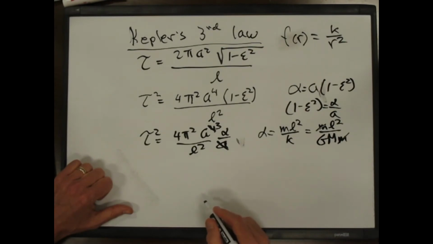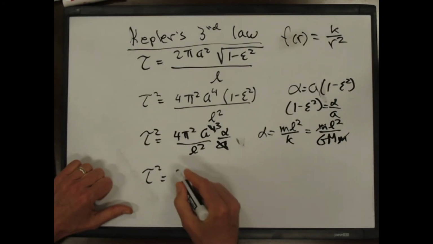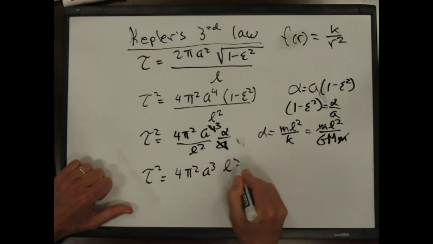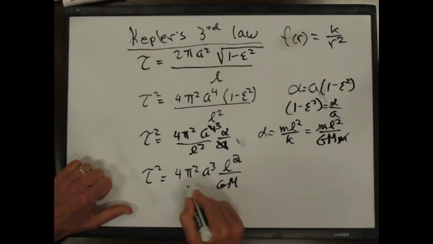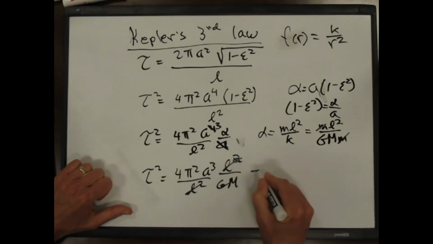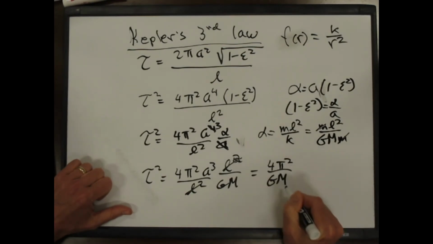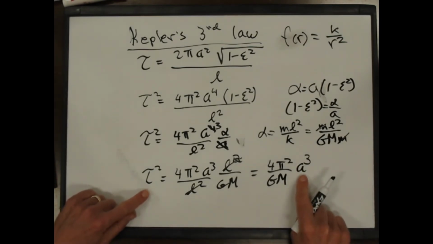And so this gives me the period squared is equal to 4 pi squared a cubed. I'm going to replace alpha with this thing, so it's L squared over G times m, where this would be the mass of the sun, and I have an L squared there. And so those guys cancel, and I get that's 4 pi squared over G times the mass of the sun, times a cubed. And so this is Kepler's third law. The period squared is proportional to the cube of the semi-major axis.